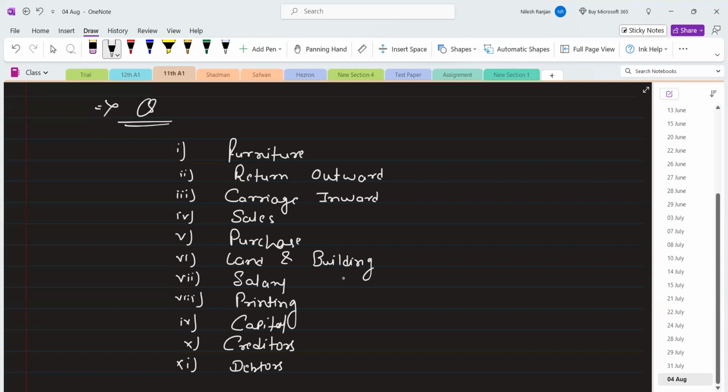Sir, furniture will be on the debit side. Yes. Then return outward. Sorry, return outward will be on the credit side, and carriage inward, I guess, will be on the debit side. Sales will be on the credit side. Purchase will be on the debit side. Land and building, debit side. Salary will be on, I guess, the credit side.